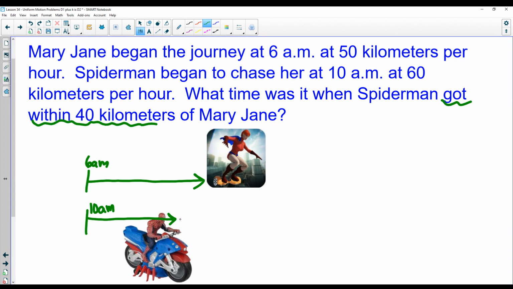So he's right here. We want to know when he's within 40 kilometers. So really, Spider-Man's ending here. Okay, and he's still 40 miles away. Okay, so this is Mary Jane's distance for her rate times time, and this is Spider-Man's distance, Spider-Man's RT, rate times time.